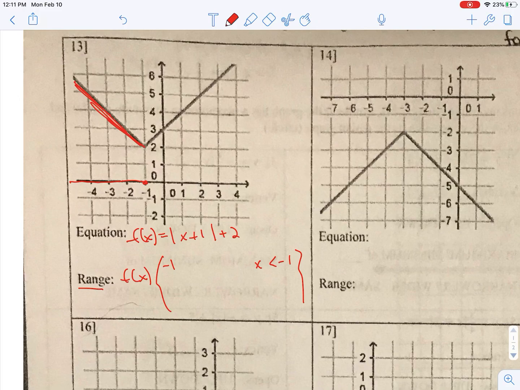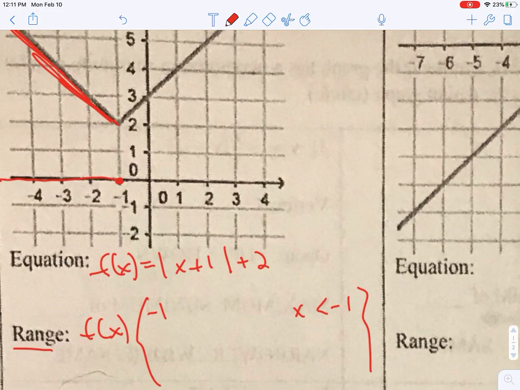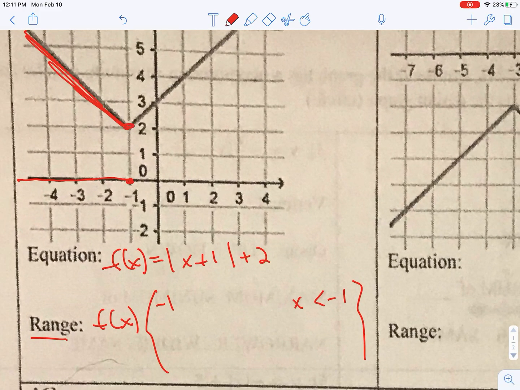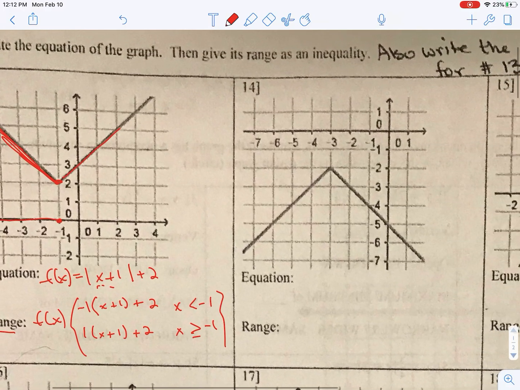And then the point I'm choosing right here is the same as the point that I chose for the absolute value function, same as this. But it's parentheses because it's just a line, it's not a v. X plus 1 plus 2. And then the other side, this side, is going to be a positive 1. X plus 1 plus 2. And that's when x is greater than -1, and make one of them equal to.